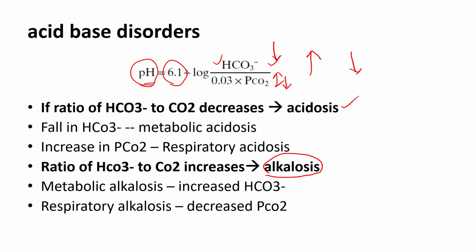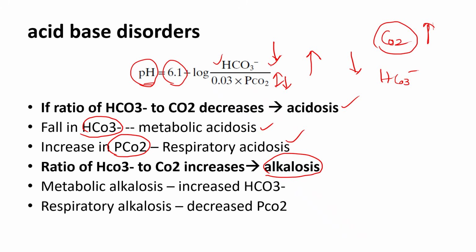Now we'll go individually. So a fall in base, that is bicarbonate, will cause metabolic acidosis. An increase in carbon dioxide is called respiratory. So here two substances are there, one is CO2 and one is bicarbonate. If anything increases CO2, it is called respiratory acidosis. If anything decreases CO2, it is called respiratory alkalosis. If anything increases bicarbonate, it is called metabolic alkalosis. Anything which decreases bicarbonate is called metabolic acidosis.